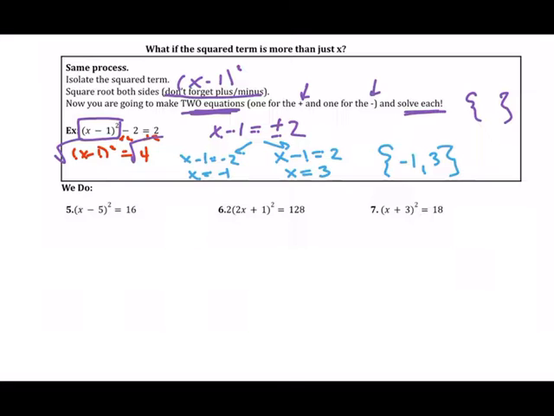And we could check that. We could plug that back in. Negative 1 minus 1 squared is positive 4, minus 2. It does, in fact, equal 2. 3 minus 1 is 2. Squared is 4. Minus 2 does equal 2. So it does work if we plug it back in.